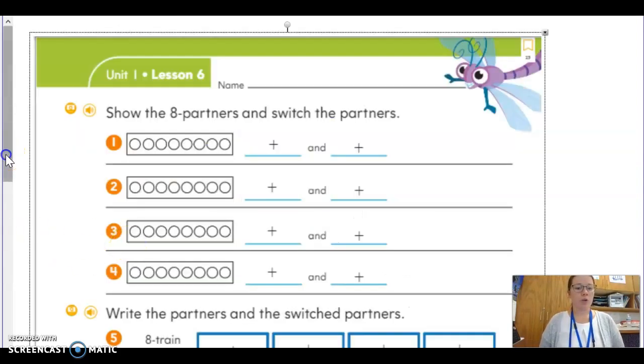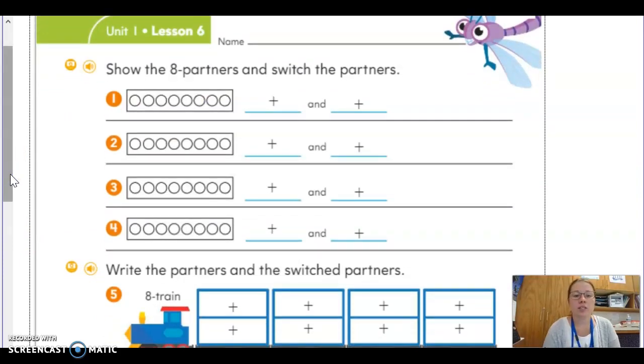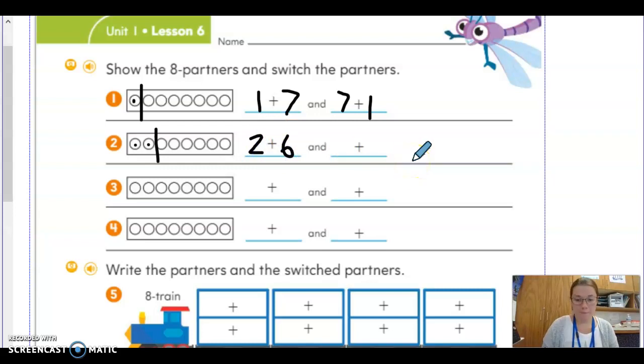All right, if you could please grab your workbook, and we're moving on to the next page. We're going to show the partners and switch the partners. So in order to stay organized, we usually like to start by splitting it off by 1, coloring in that first one. Okay, we have 1 and 7. And then we switch those partners, and we have 7 and 1. Okay, then split it up by 2. Color them in. 2 and 6. What would the switch partner be? 6 and 2.